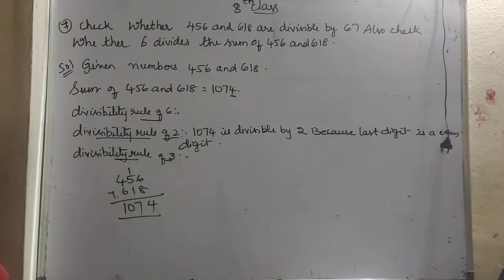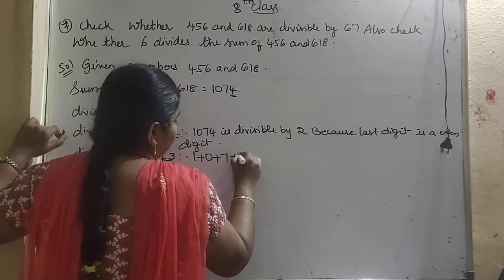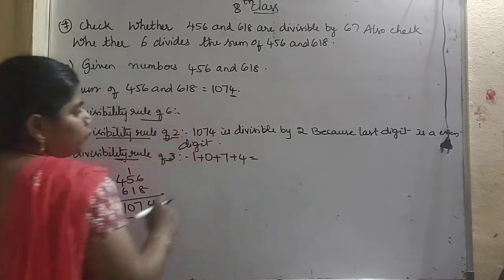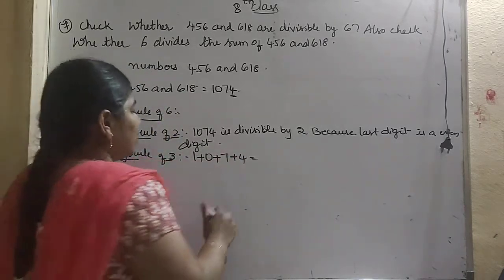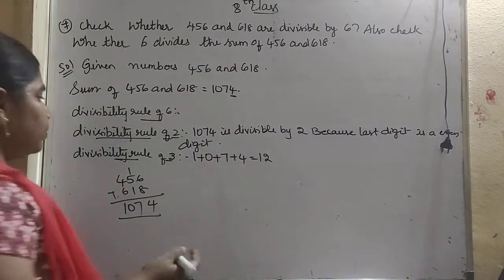Now we have to check the divisibility rule of 3. So what is the divisibility rule of 3? We have to add all the digits. So 1 plus 0 plus 7 plus 4. 7 plus 4 will be 11, and 11 plus 1 will be 12. So 12 is a multiple of 3, so 12 will be divisible by 3.